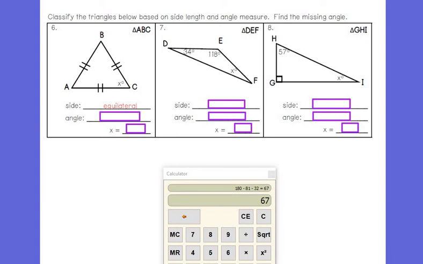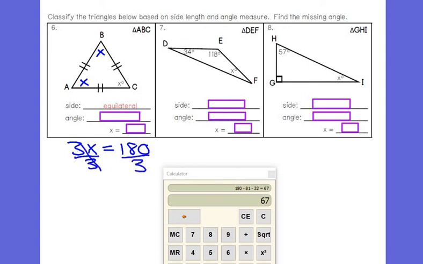Now we have to classify it by its angles. But did they give us the angles? No. They said C is x. Well, if all sides are the same, then all angles have to be the same. So A is also x, B is also x. So I need an equation to help me solve this. How many total x's do I have? 3x. And what should it equal? 180. So how can I find what x equals? Divide by 3.